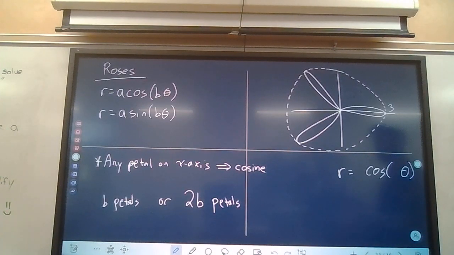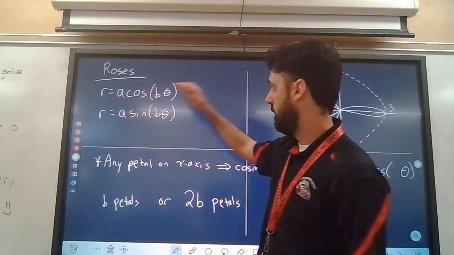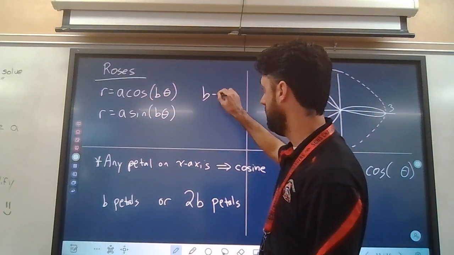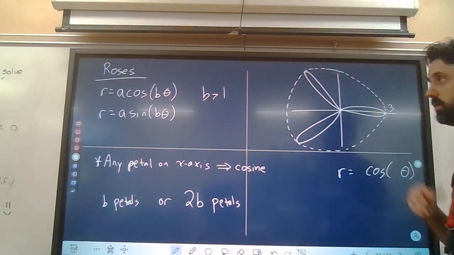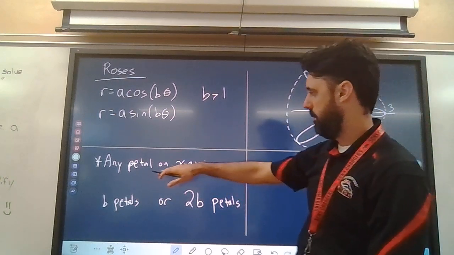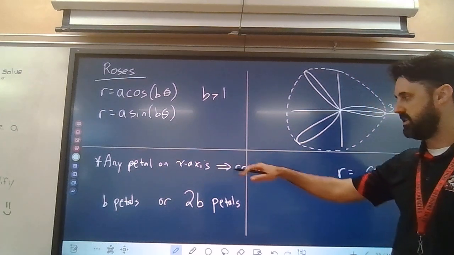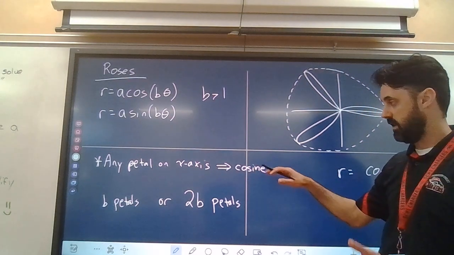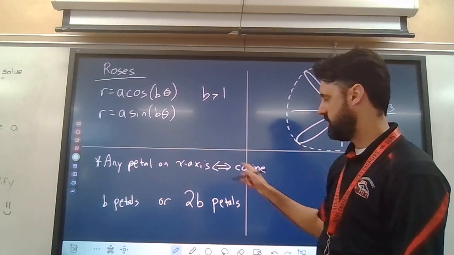But we also graphed roses. And so these are our two equations for roses here. For both of these, b is going to be bigger than 1. If b is 1, it's a circle, it's not a rose. Okay, so b is going to be bigger than 1. It's going to be a whole number. All right. Keep in mind, anytime that a petal is on the x-axis, this is going to tell us that it's a cosine function. All cosine functions, so I can actually say that both imply each other here.